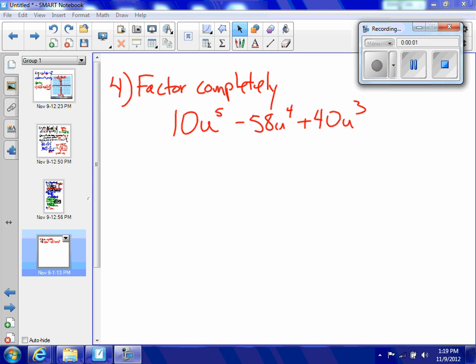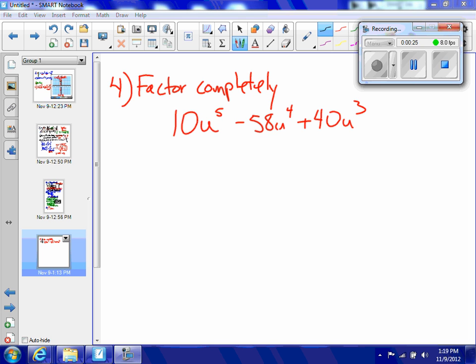Problem 4 from the quiz from chapter 4, 4.1 through 4.4, quadratic functions in different forms. It says I need to factor this completely. So I have this big trinomial here, and I want to factor it out. The first thing I'm going to do before I start trying to factor this is pull out the largest monomial that I possibly can to make my trinomial simpler.